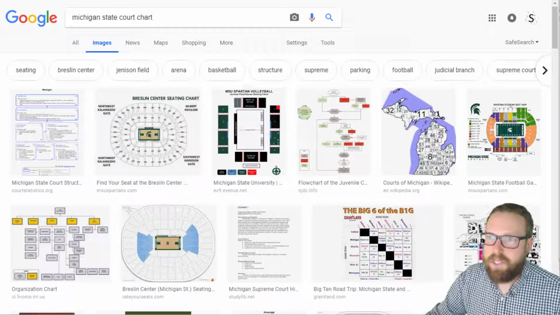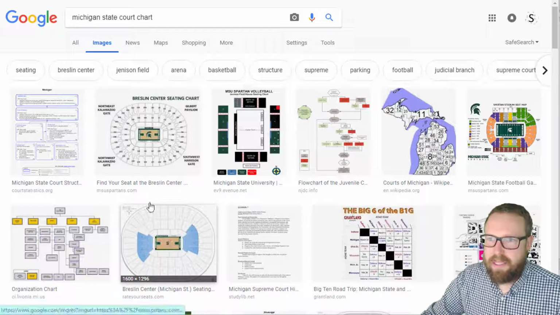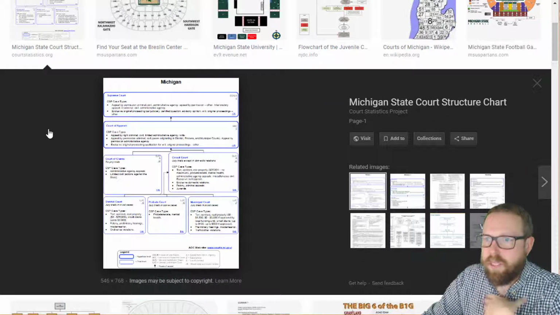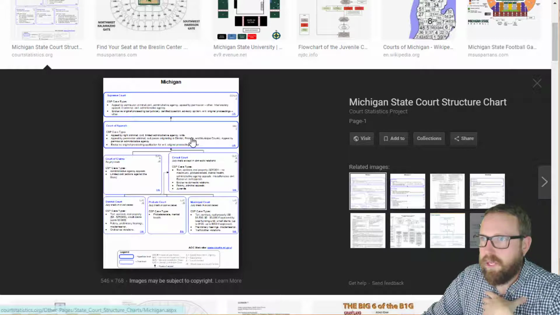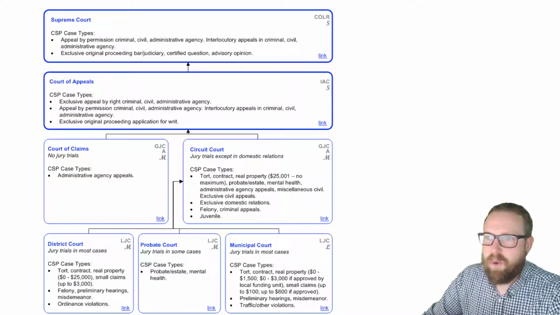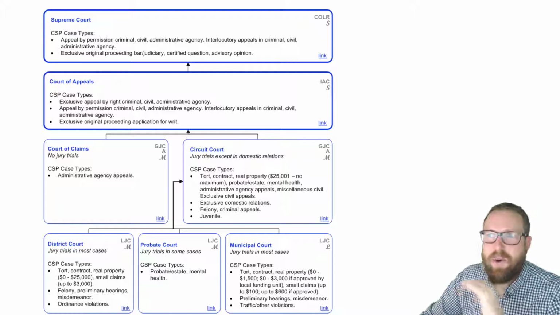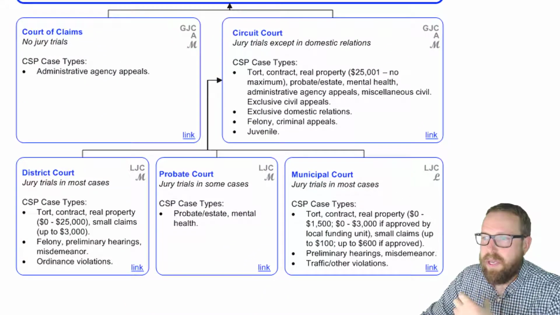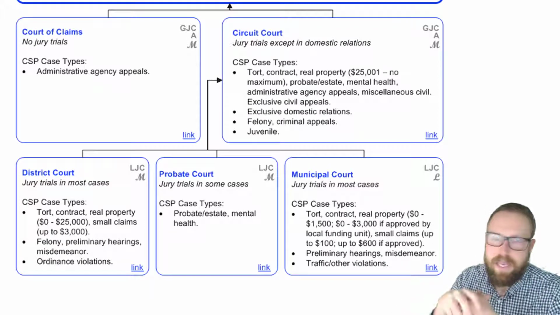So I just Googled Michigan State Court chart, and these charts here from courtstatistics.org are really great. If you look at it and compare it to the chart that's in 4.6, the Supreme Court is nice and clean and easy. Court of Appeals, great. So we would call this the Michigan Supreme Court and the Michigan Court of Appeals. And then everything down here is really the trial court system. So this is where claims would begin.